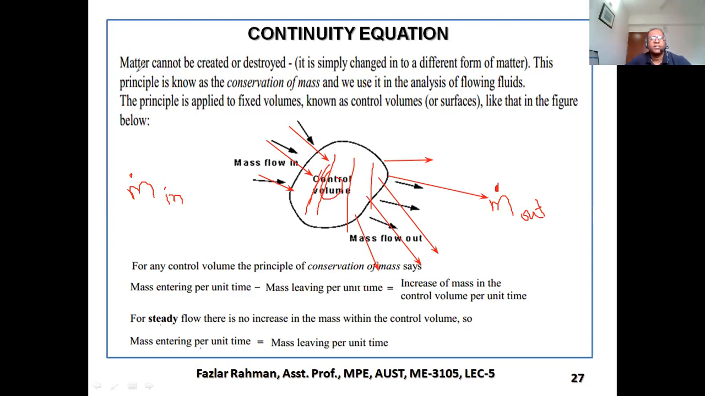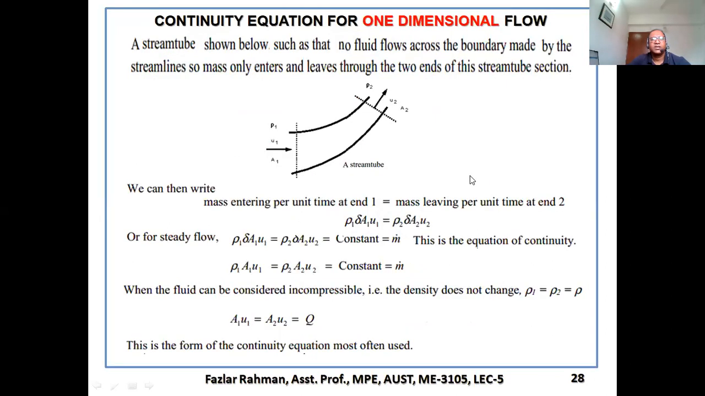By definition, you know, matter cannot be created or destroyed, but you can convert it into a different form of matter. This principle is known as conservation of mass. Sometimes we need to use this principle to derive the energy equation and also the continuity equation. So let's derive the continuity equation for two-dimensional flow. Say there is a pipeline and fluid entering at section 1 with area A1 and leaving through section 2.